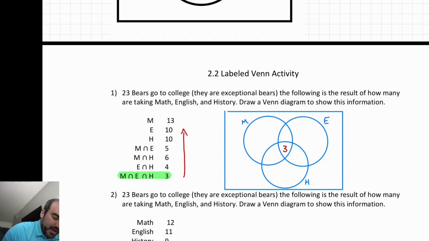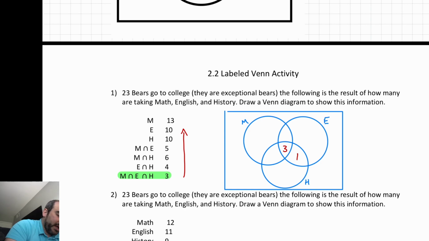If I have, like I said, 4 bears taking English and history, that means there needs to be 4 bears in this total space. And this total space is made up of 2 regions, which means how many bears are going to be in this region? 1, exactly. So the number 4 doesn't show up directly, but this area should have 4 bears in it.